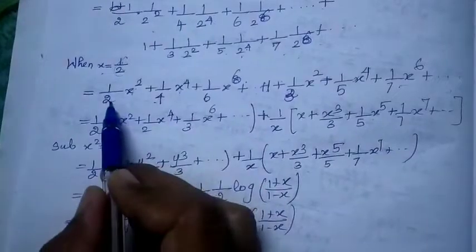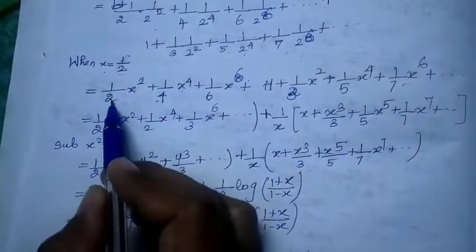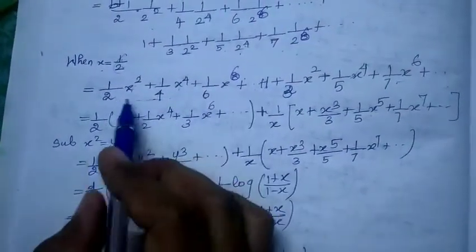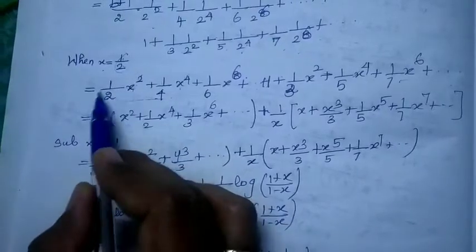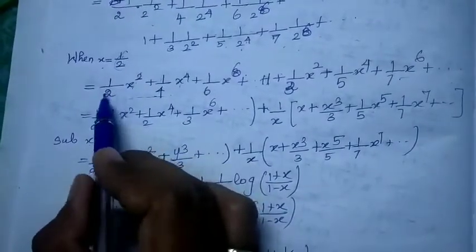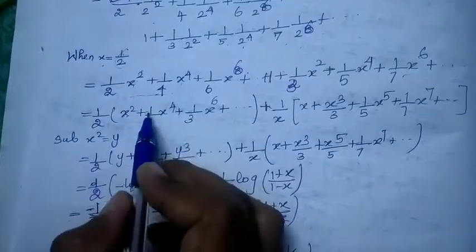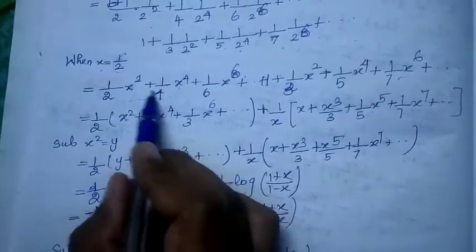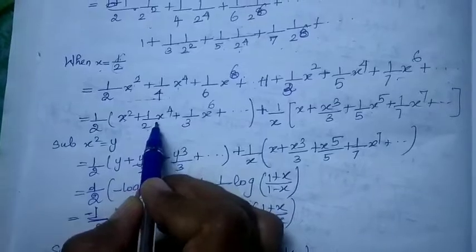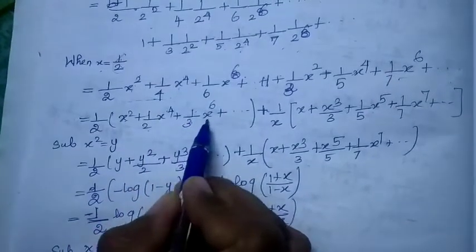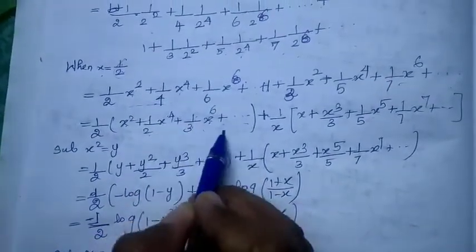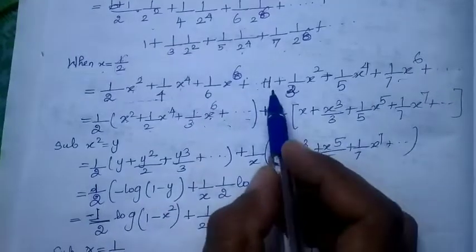Now look at each term of the first category. You can take 1 by 2 as a common term here. After taking 1 by 2 outside, you will get x square plus 1 by 2 x power 4, because you have taken 2 outside, plus 1 by 3 x power 6 plus etc. So this is what we have. Now look at the last term.